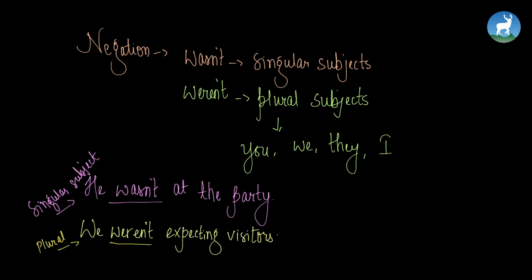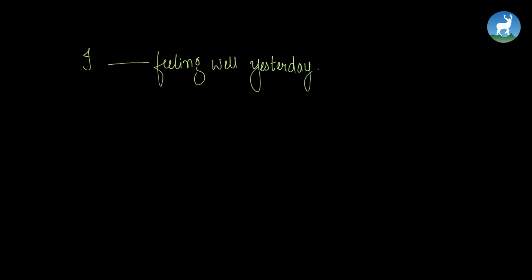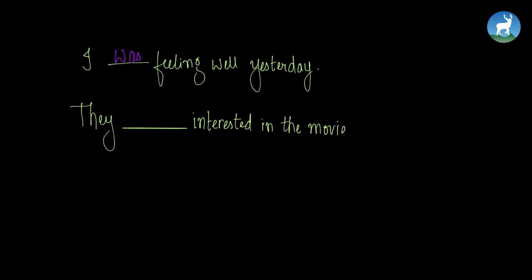Now let's practice with a few more examples. If I say, I dash feeling well yesterday, which form of the verb to be would you use here? Yes, that's correct. We use was here. I was. They dash interested in the movie. Which form do we use here? Yes, we use were. They were interested in the movie.